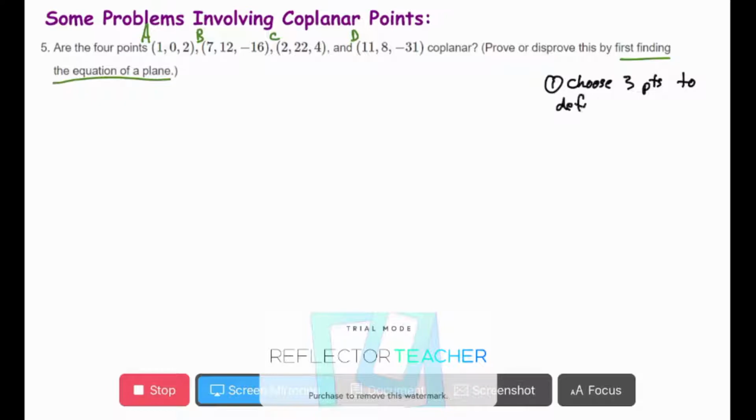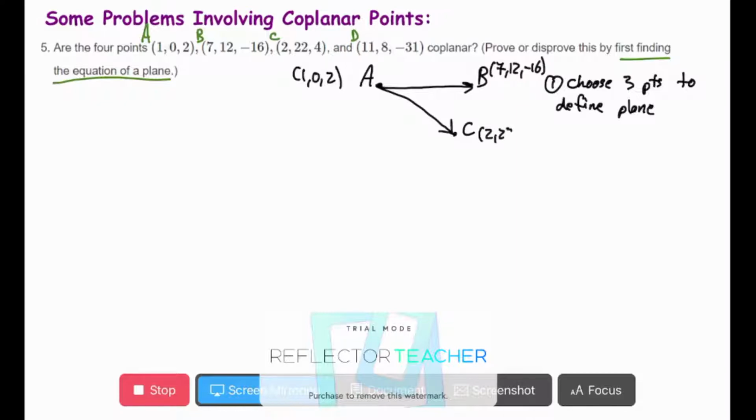To define our plane, and to visualize what's happening, we're going to take our point A, our point B, and our point C. Point A was at 1, 0, 2. Point B was at 7, 12, negative 16. Point C was at 2, 22, 4. And this is going to give us the pieces we need to define our plane using our Cartesian equation, because remember, we need a point, which we have, and 2 direction vectors, which we'll be able to find quite easily. So let's go ahead and do that.